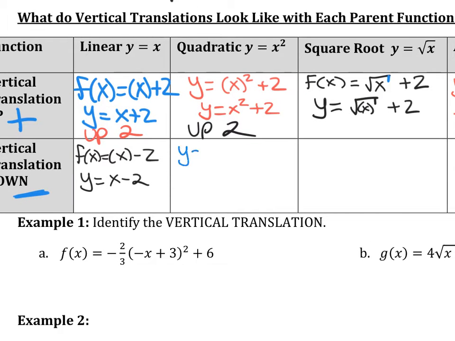For quadratic, we'd have x squared and then the minus 2 happening on the outside. Sometimes there'll be parentheses around the x squared, sometimes there won't. But if that subtraction is happening outside of the squared, it's not being squared, it would be vertical.